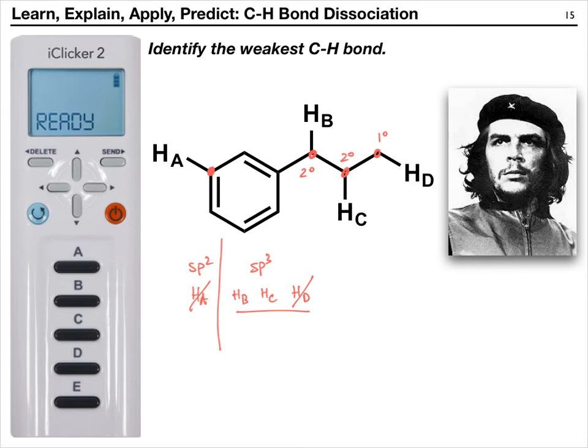Ian says because it's nowhere near the primary. Yes, that is a true statement, but it's not the correct reason. So Aiden says it's resonance stabilized, so that's true. When a radical abstracts HB, you generate a secondary radical that's stabilized into the benzene ring through resonance. So HB is the weakest bond.